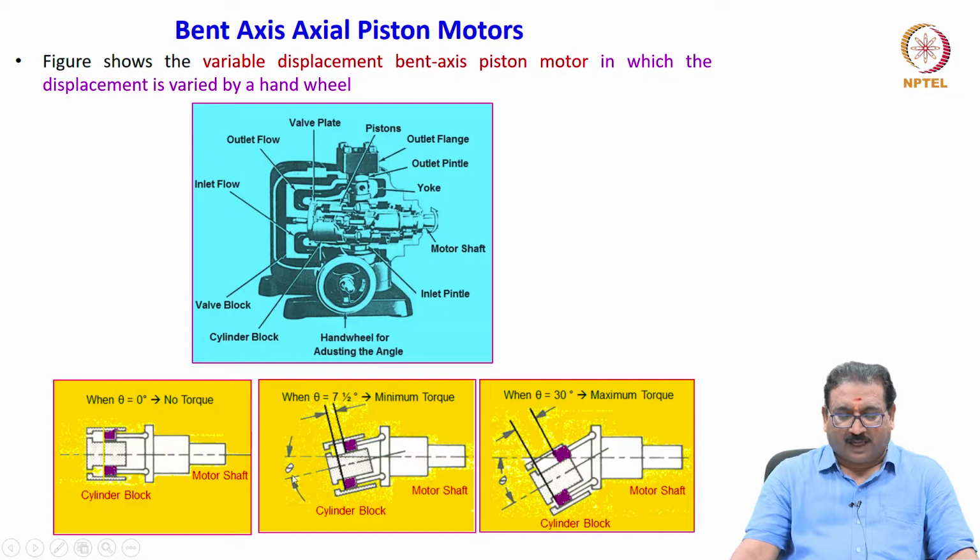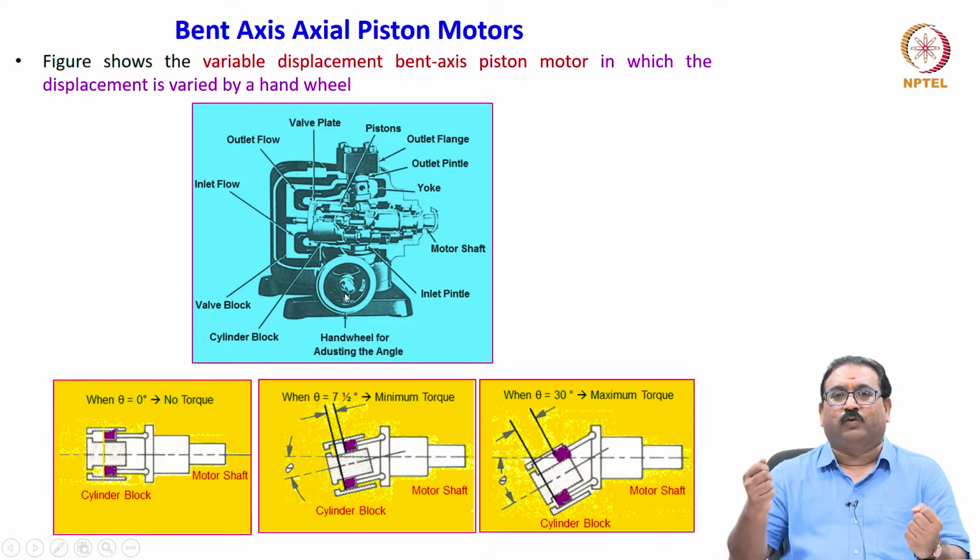When theta is, for example, the minimum 7.5 degrees, you will see the angle here, which will produce the minimum torque. If you rotate to the maximum of 30 degrees, at that time you will get the maximum torque because of this angle. Please observe the stroke also. This arrangement is provided in the variable displacement bent axis axial piston motors by providing the hand wheel in this figure. The hand wheel is to adjust the distance between the cylinder block and the drive shaft by rotating.